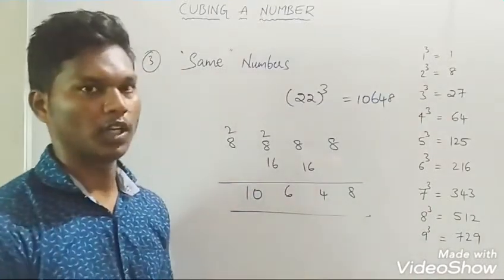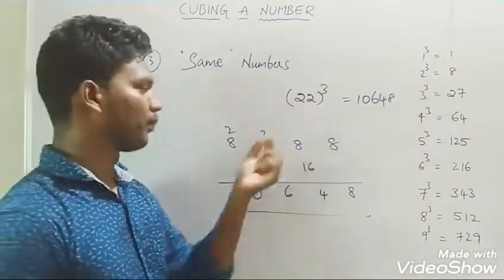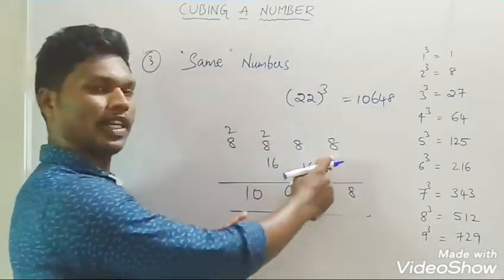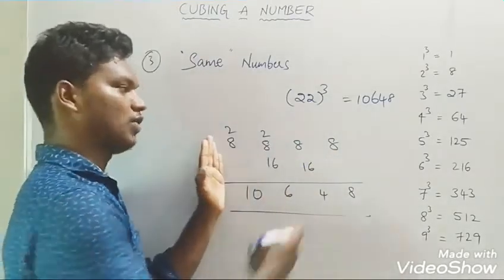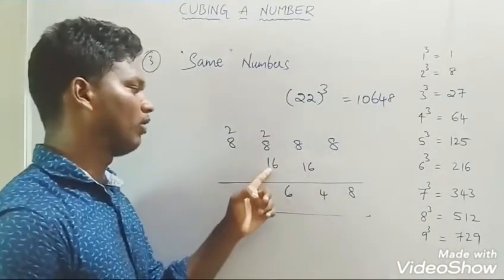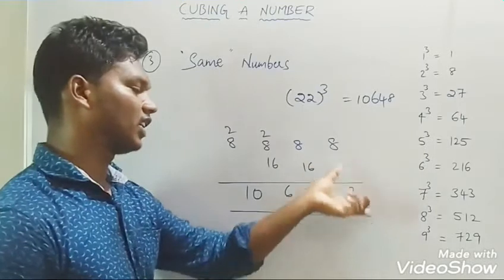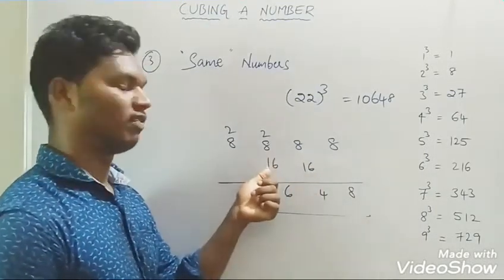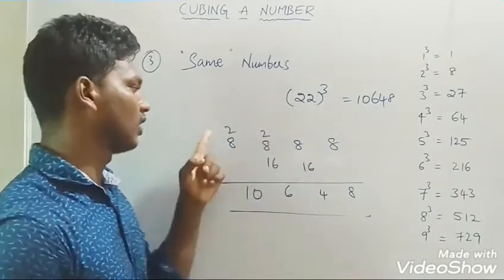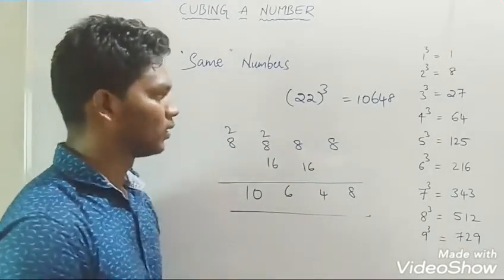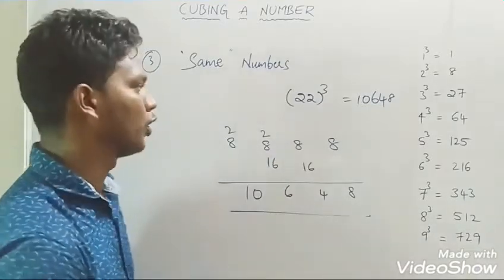Hope you understood, friends. So 2 cube is 8, again 2 cube 8, 2 cube 8, again 2 cube 8. Leave the first one and the last one. So 8 doubled will be 16, again 8 doubled will be 16. After addition, 8 plus 16 will be 24, plus 2 is 26, and here 8 plus 2 will be 10. So like this you are going to find the value of 22 cube.